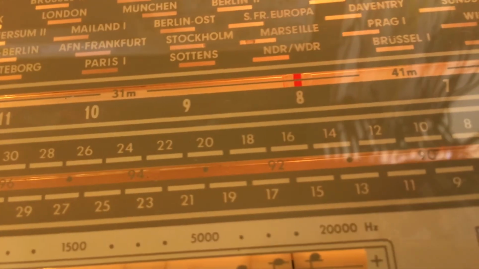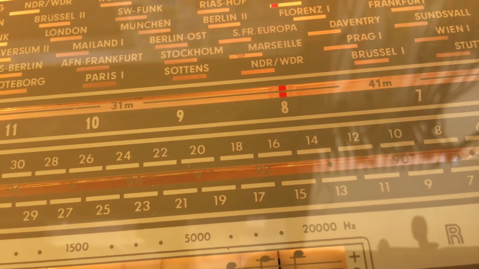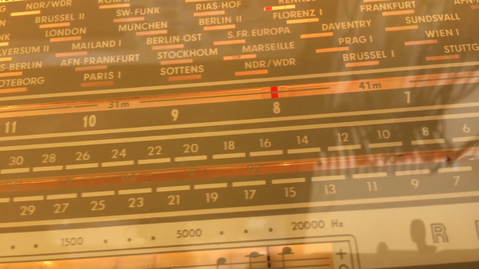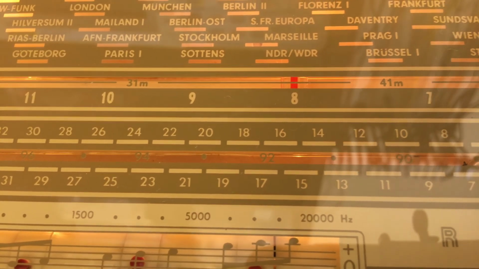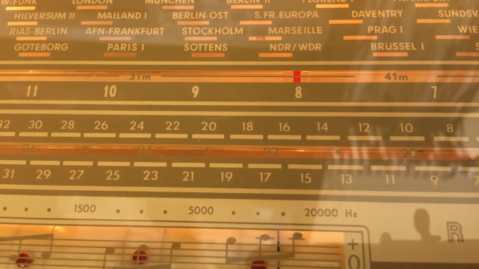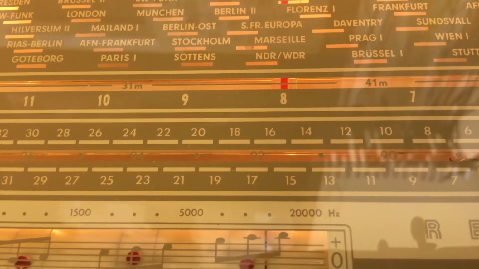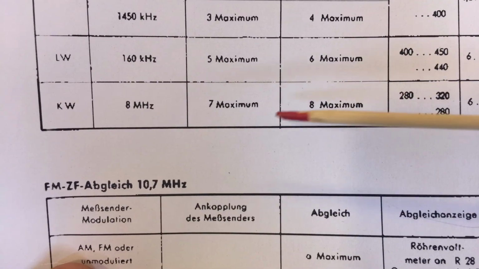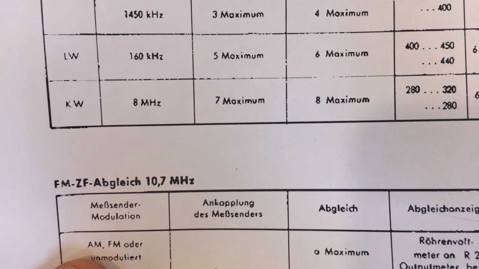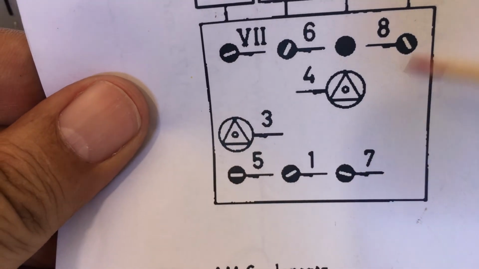And it should be volume up. Damn, that's close. Hell, the maximum's over there. It's just off. Let's try to peak it anyway. That's on 8 megahertz. And according to this, we have to peak 7 and 8 to maximum. According to this, 7 and 8 are the two outside ones.